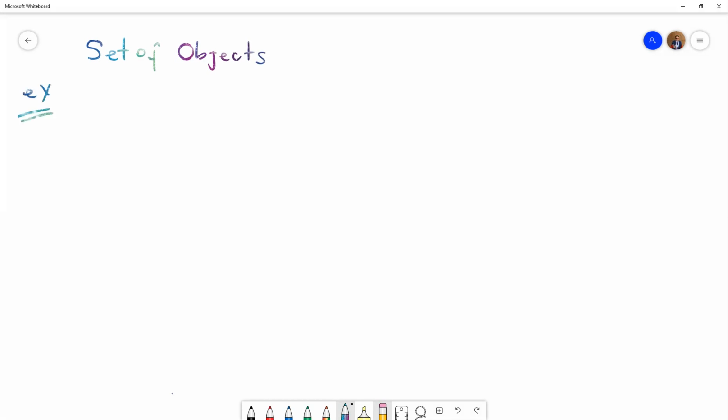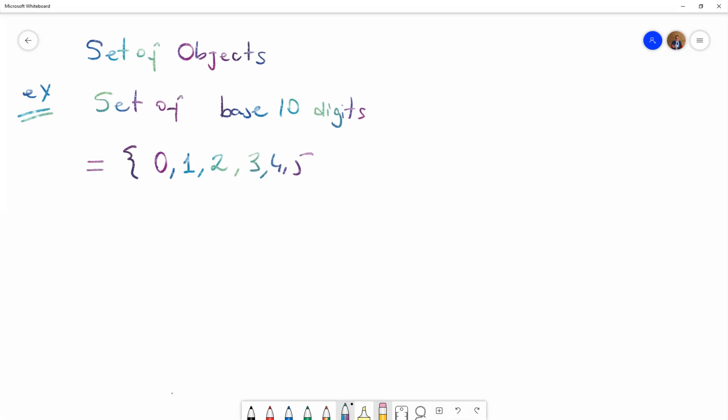Example, what can we say for this? Set of base 10 digits. You know, in the set we have 0 to 9. These are 1, 2, 3, 4, 5, 6, 7, 8, and 9. Yeah, it's easy.